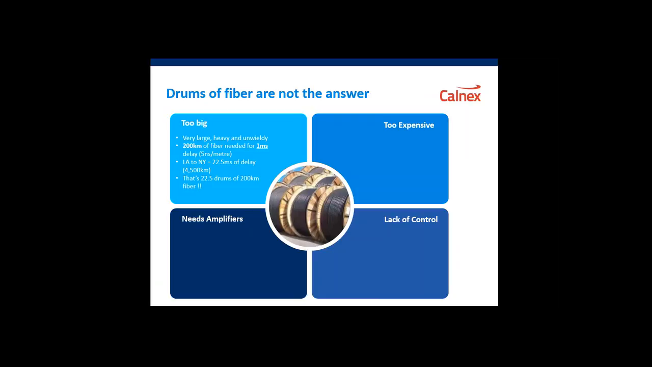You will see later on that networks can actually introduce, even at 100 gig, tens of milliseconds of delay to a packet. Tens of milliseconds of delay would, for example, from LA to New York, just the fiber delay alone, at 22.5 milliseconds would require 22.5 drums of 200 kilometer fiber. Obviously, that's expensive for a number of reasons: to buy the fiber itself, but also the lab space for storing the equipment. That's going to be extremely expensive.